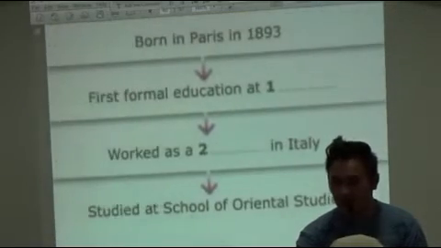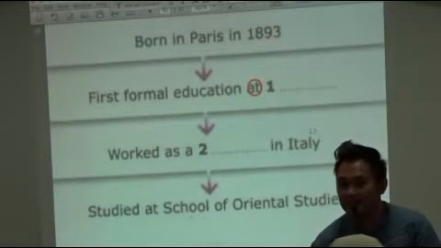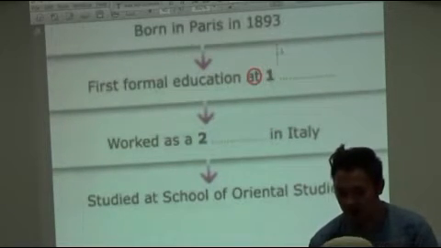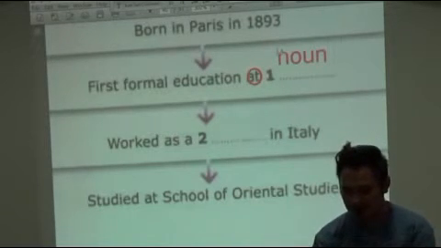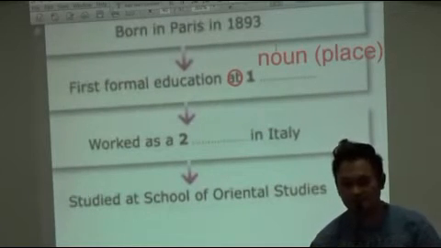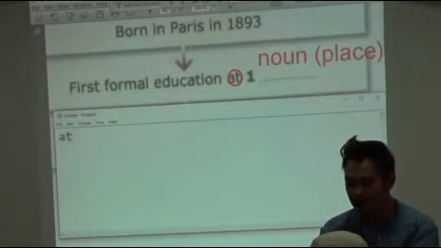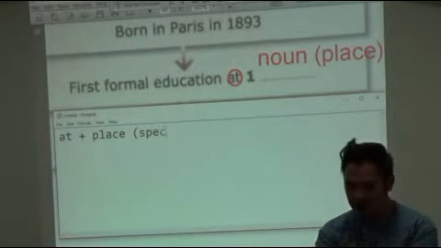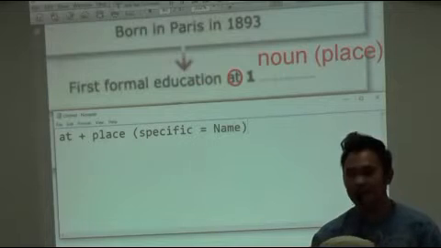For example, if you see the word at, what is usually following at? Place, exactly. So, we usually follow it with a noun. At, noun. And this is a specific place, isn't it? So, in your notebook, I'd like you to write this down. At, usually place, and the place is specific. Sometimes they will give you a name of a place.